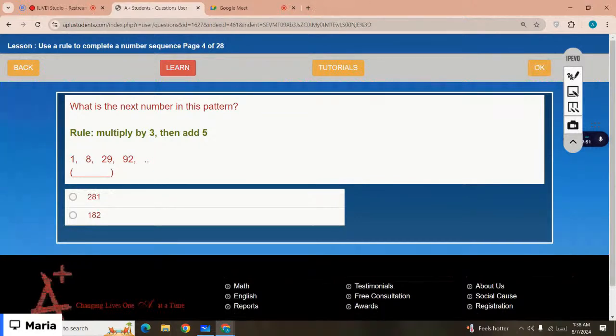What is the next number in the pattern? So which is the correct option? The rule is you need to multiply by 3 and then add 5. 92 times 3 and then you have to add 5. 92 times 3 is 276 and when you add 5 that makes 281. Option number 1 is the correct option.